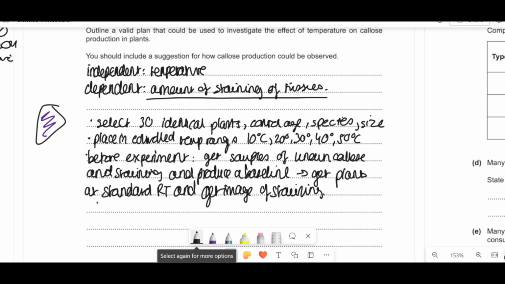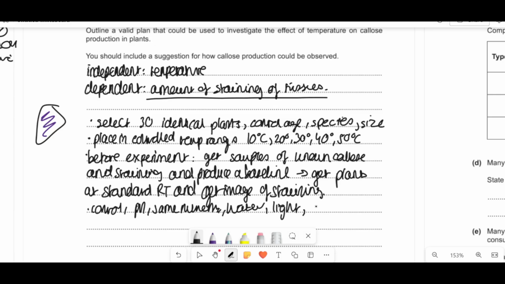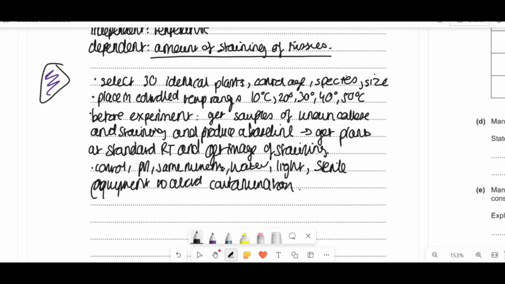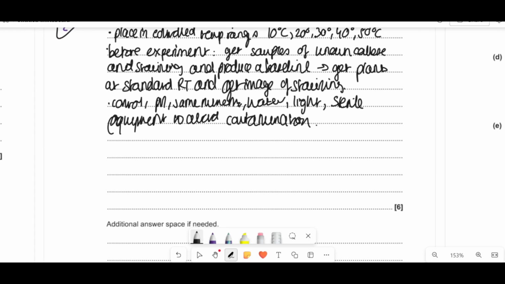As well as that, when we're doing this experiment, we also need to control other variables. So we need to make sure the pH is the same, the nutrients are the same. What else? Water, light. Can you see how I'm thinking about everything that's screwing up this thing? So water, light, and use sterile equipment to avoid contamination. Now we need to measure this, and all I've done is put them in place and let them do their job.